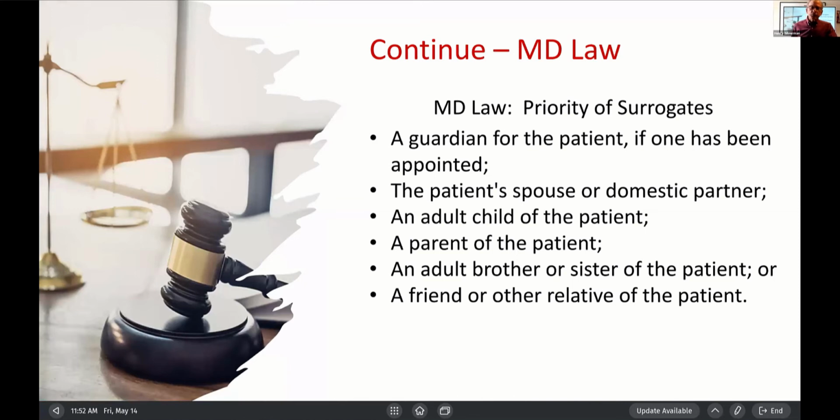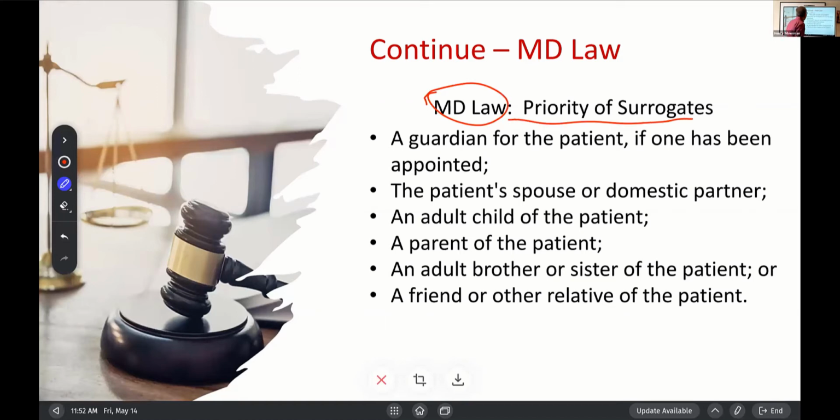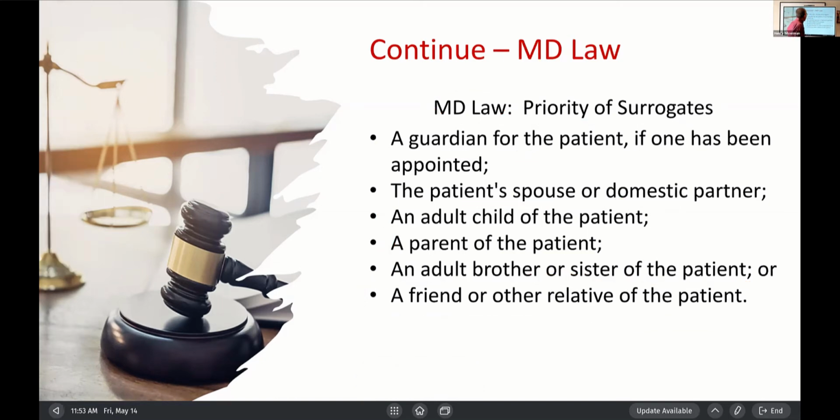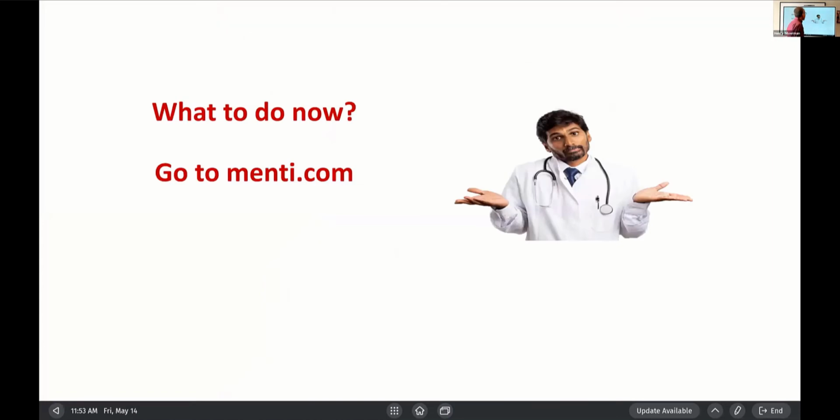Now, so be that as it may, according to Maryland law, here's the priority of the surrogates. We have top of the list, guardian, if one has been appointed. Next, the spouse or domestic partner, adult child, parent, brother or sister, or a friend or other relative of the patient. So the law recognizes that a friend could serve as the surrogate decision maker. So my question to you is, what is my question? Right, yes, so what to do now?